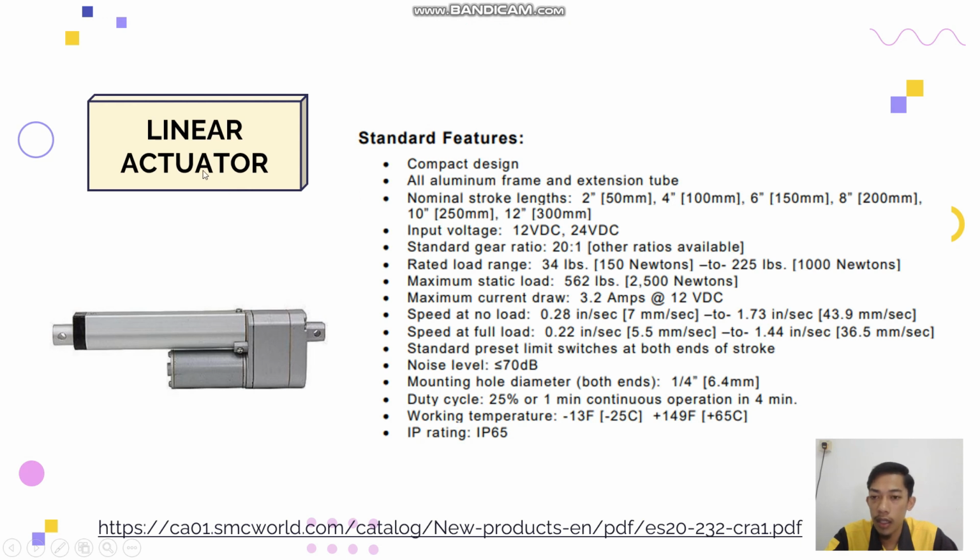Next, the linear actuator, which has an all-aluminum frame and extension tube. The nominal stroke lengths for the actuator are 2 inch, 4 inch, 6 inch, 8 inch, 10 inch, and 12 inch. The input voltage for the linear actuator is 12 volts DC and 24 volts DC. The standard gear ratio is 21.